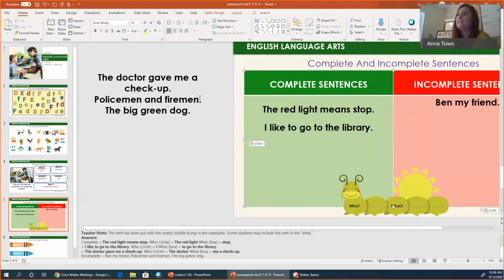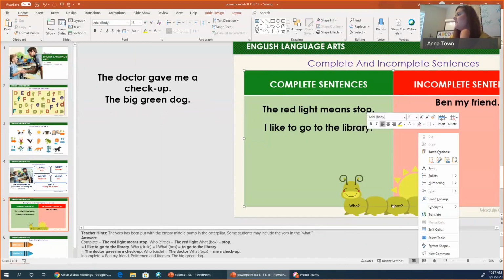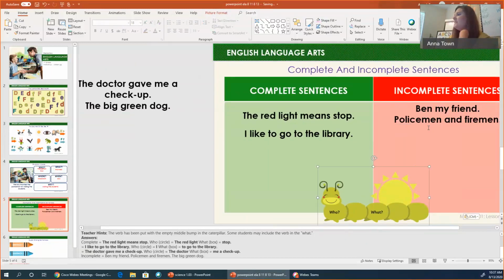I'm going to read this. Policemen and firemen. Complete or incomplete sentence? This is an incomplete sentence, boys and girls. And why this is an incomplete sentence is because it says who, right? It says policemen and firemen, but does it say what they're doing? No. So we only have the who. We're missing the what portion of that sentence.